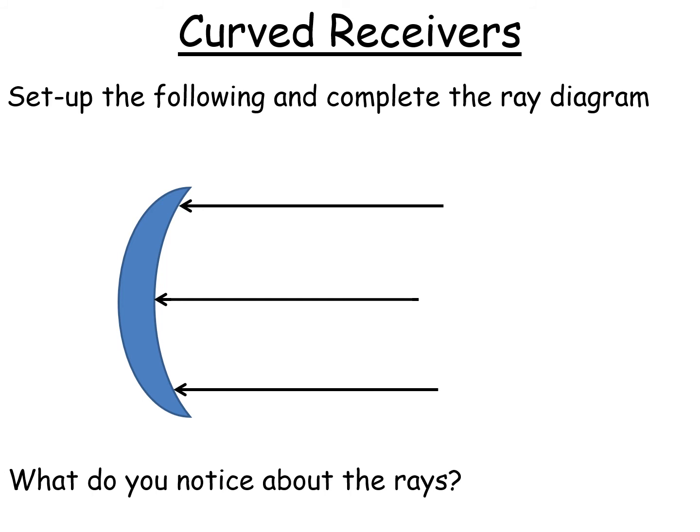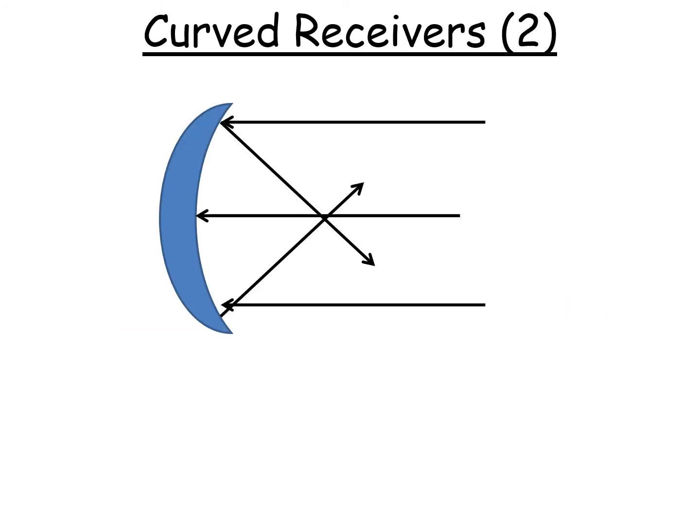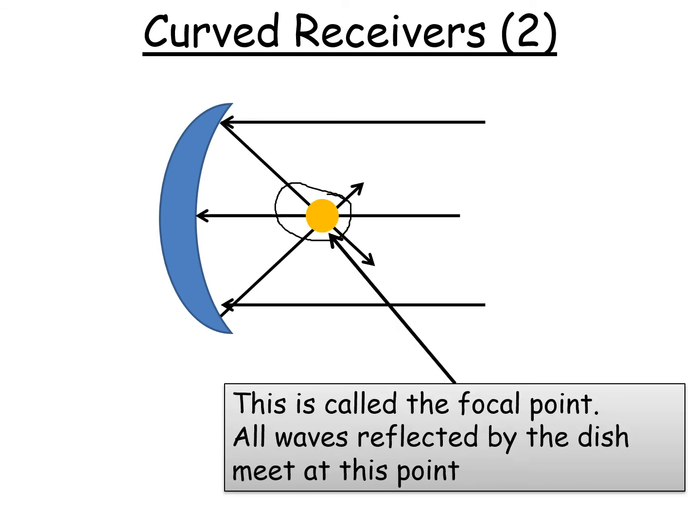So here we know the light rays are going into the mirror and then they would bounce off like this. So the light rays, as I said previously, they come in here and then they bounce off or reflect off here. Now this one also is a light ray, but it just bounces back the way it came. And notice how all the light rays seem to meet at one single point in the middle here. And that's a really special point which we call the focal point. So all waves reflected by the dish will meet at this point.